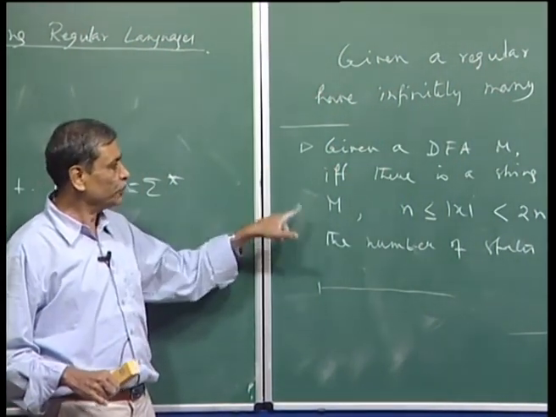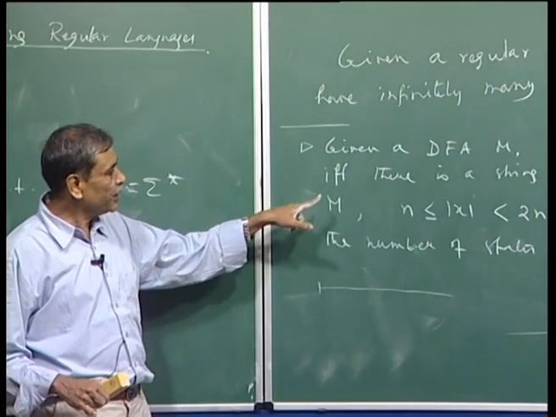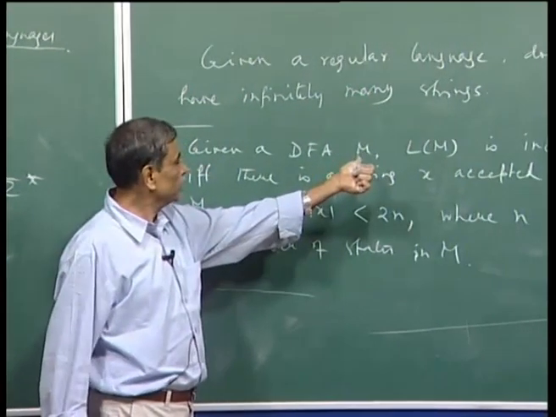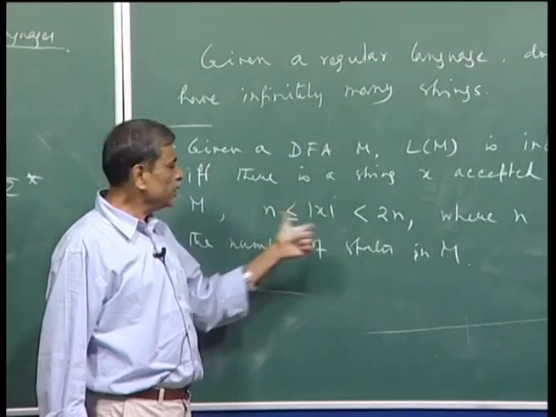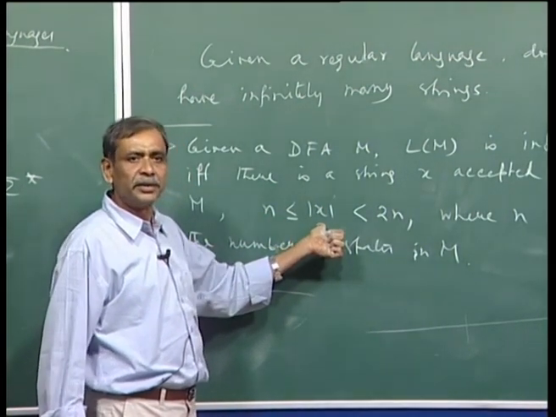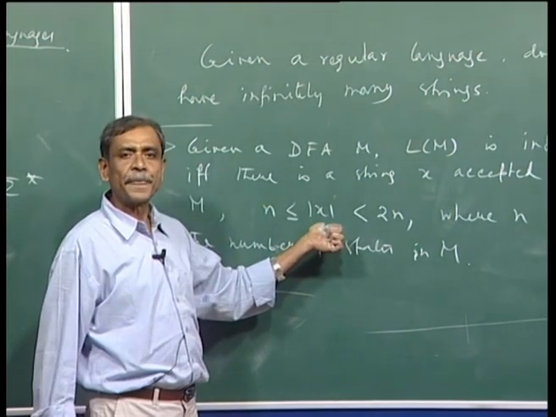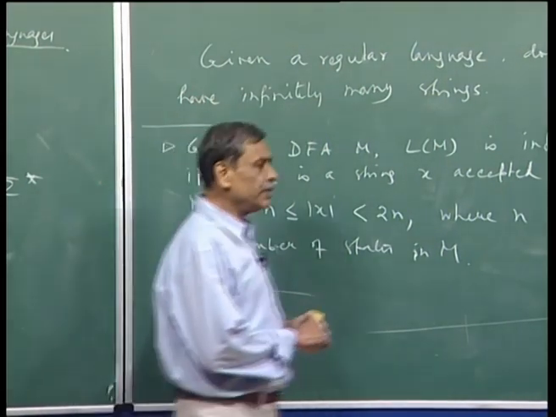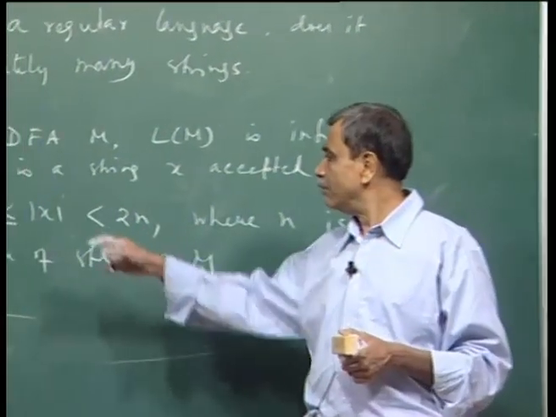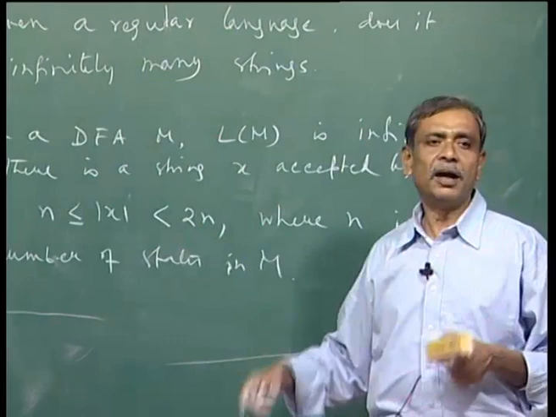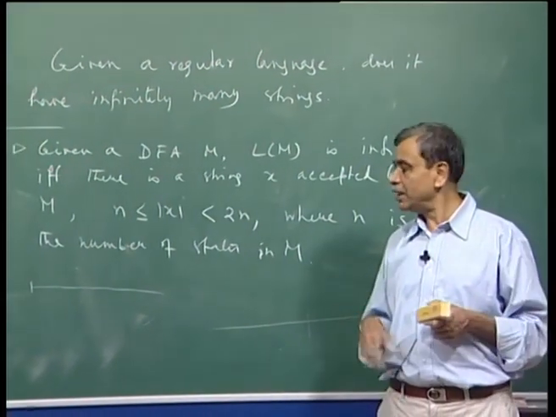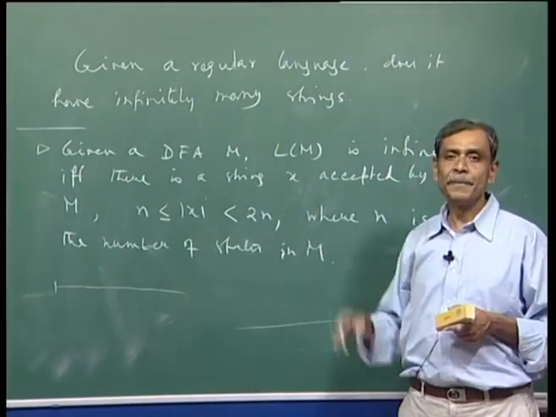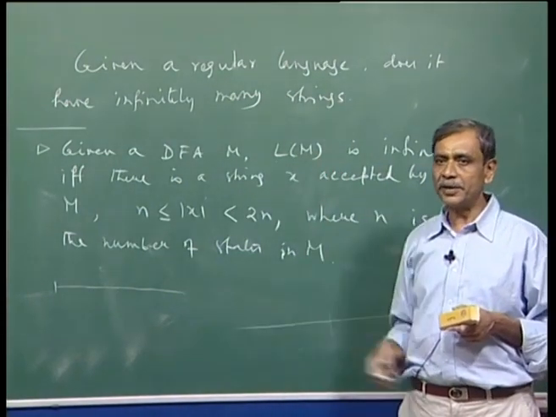So, this lemma can be used for an algorithm. Given a DFA, all I need to do is look at its number of states, that is n, and then look at strings in this range and see whether any of these strings is accepted by the DFA. But clearly, this is an exponential time algorithm, because how many strings are there of size n? Exponentially many, and according to this naive algorithm, we would check each such string in this range, whether that string is accepted by M, and so on.